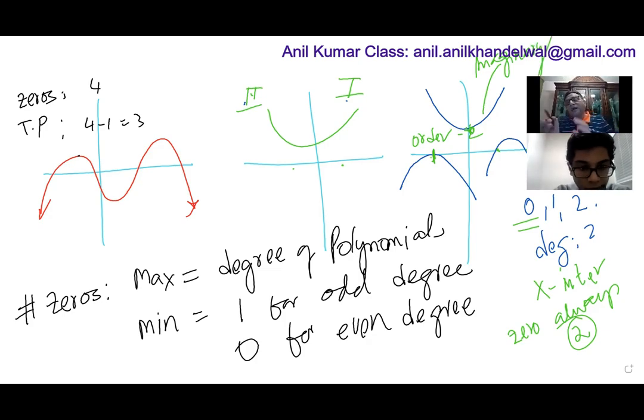X-intercepts counting will say 0, 1, and 2. So that is a huge difference. You get the idea. So real zeros are x-intercepts. Is that okay? Correct.